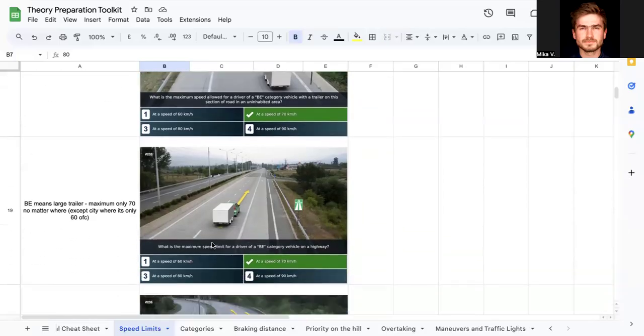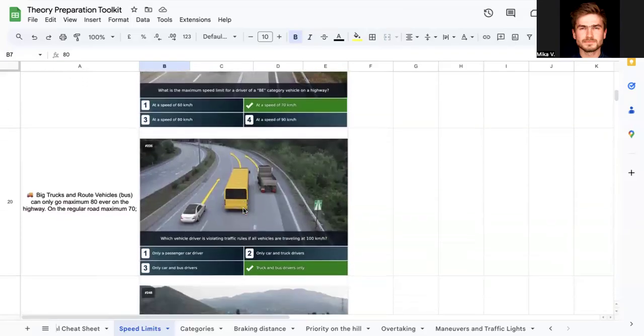Yes. Here, what is the maximum speed for a BE category? Again, it's a highway, but it can always go 70. It doesn't matter where, only maximum 70 kilometers per hour. That's why he has to go on the right side because he is slower than the rest. Here again, 100 kilometers. We see the car can go 110 here.